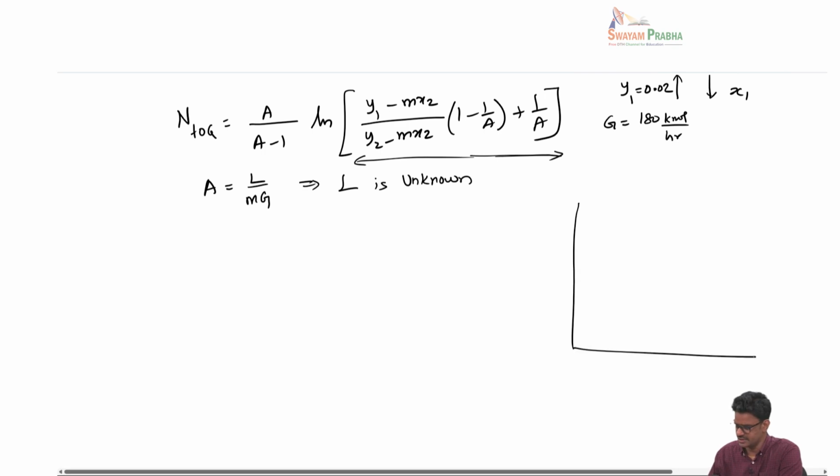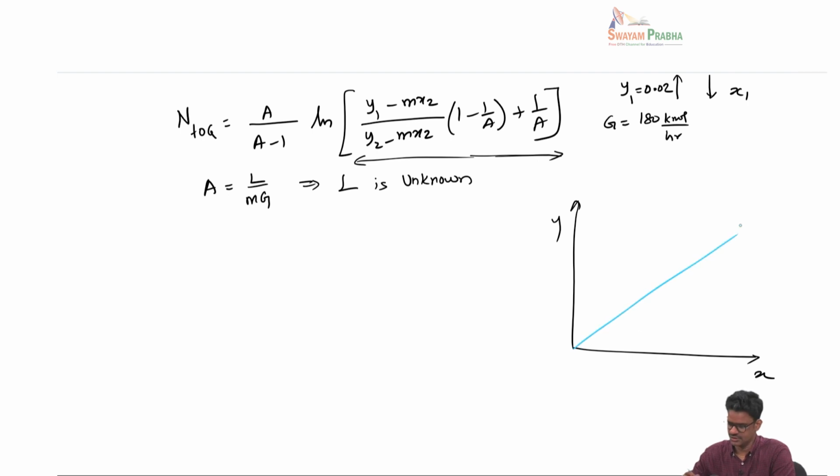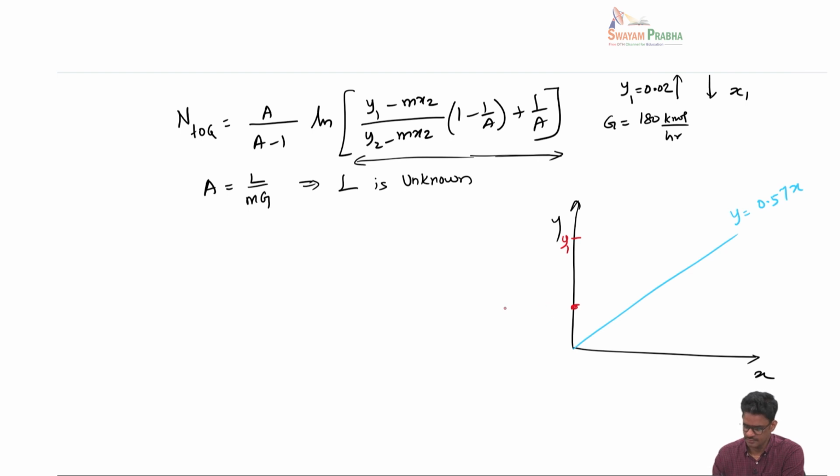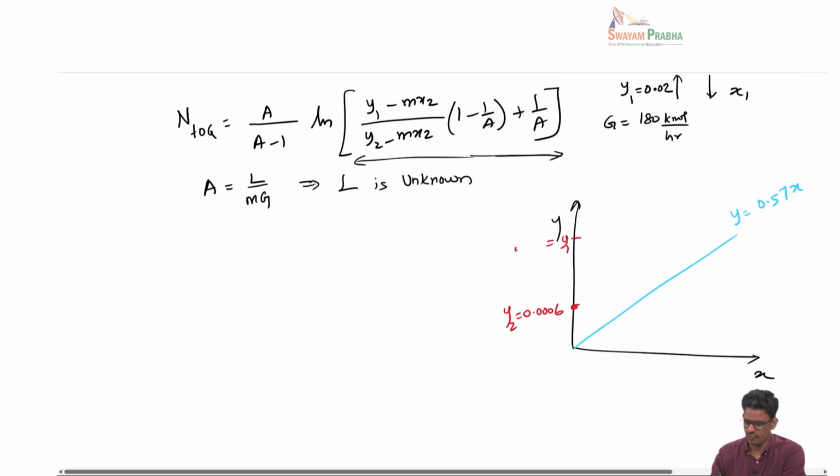So graphically, what this means is that you have X here, you have Y here. So this is our equilibrium line, Y is equal to 0.57x. So where do I mark my operating line? Y2 is somewhere here, X2 is 0, so my point is somewhere here. Where is my Y1? Sorry, actually it's the other way around. So Y2 will be 0.006, as I mentioned. Y1 will be equal to 0.02.